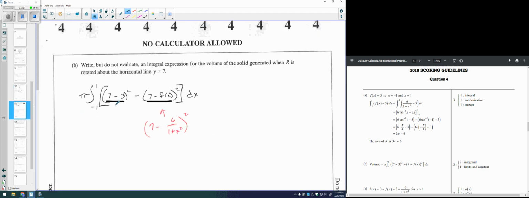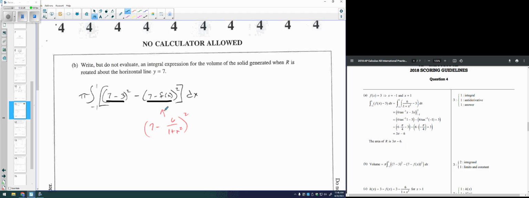So my formula is going to be from negative 1 to 1, or what I did before was 2 pi and then 0 to 1. That's fine too. And then it's big R squared minus little r squared. Throw parentheses around it. You don't have to write the function in there. Just writing f of x is fine. But if you rewrote the function, that's fine too.